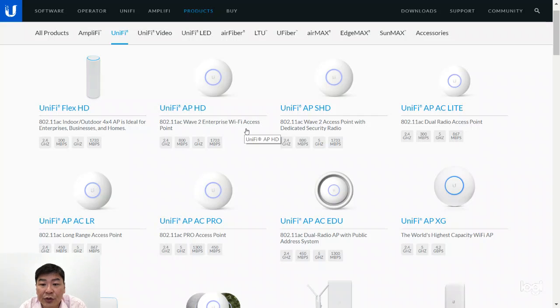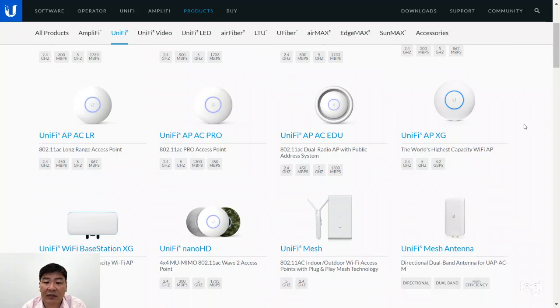Should you require something with a dedicated security radio, recommend the customers to use the UAP AC SHD. This is the unit that comes with WIPS, Wireless Intrusion Prevention System. This is included in the AP itself. It's basically to help prevent any form of intrusion into the access point through wireless. So there's a third radio being used.